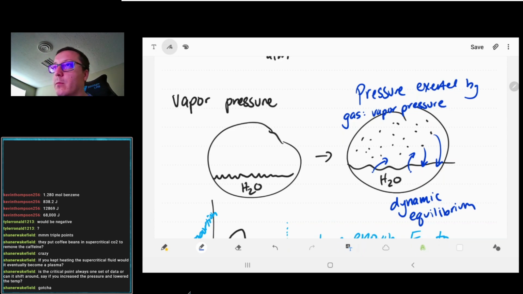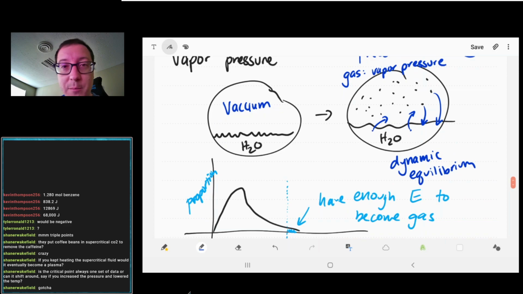So again, we have a vacuum here. So there's nothing in there. We have somehow gotten our water in with nothing else in there. Immediately we get some molecules popping out into the gas phase. Gases exert pressures, as we've studied, and that pressure is called the vapor pressure. And that's going to be a constant at a particular temperature. So at a particular temperature, we have one portion of molecules that is able to get into the gas phase, and they're going to do that.